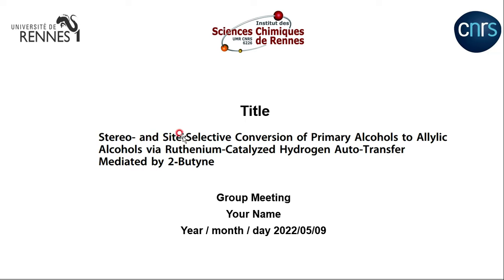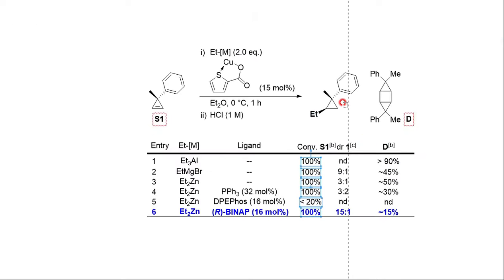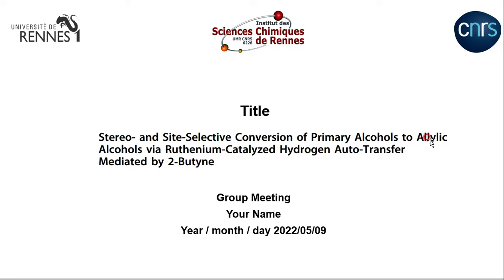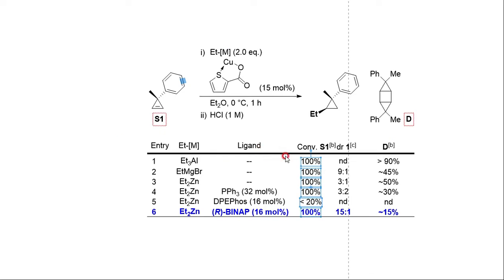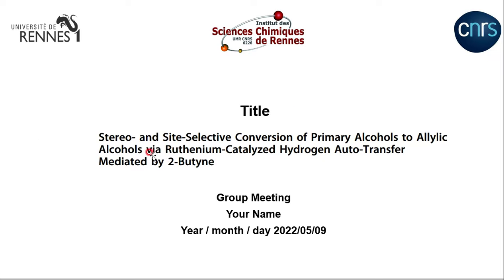If you look at this title, stereo- and site-selective conversion of primary alcohols, so the conversion, stereo, enantio, diastereo-selective, whatever, of some kind of starting material to allylic alcohols, and then via ruthenium. So then you talk about what kind of catalyst, and sometimes mediated by butene, for example, if you want to emphasize, in this case, a second reagent.